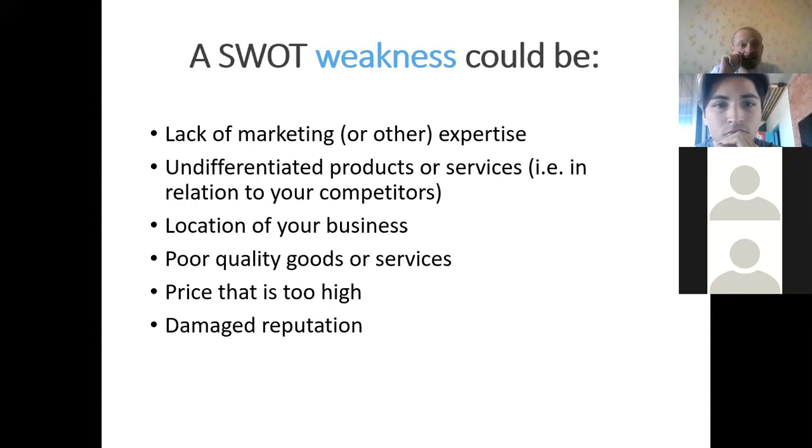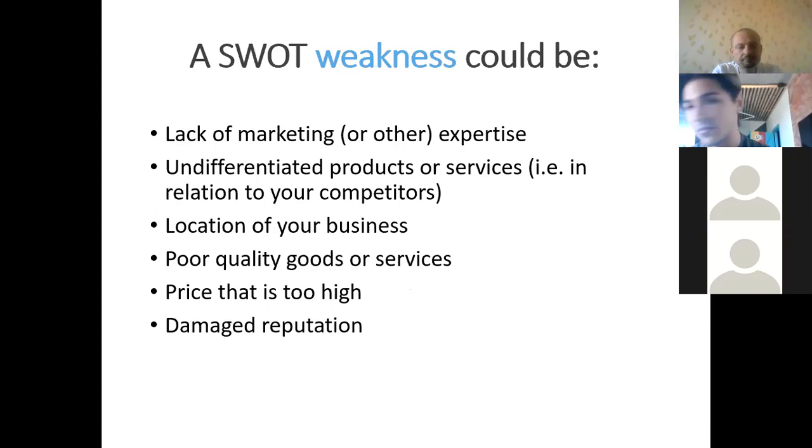The location of the business also could be a problem if, for example, our university decided to put some box with waste in front of that cafe, which was in the center of my example last time when I spoke about strengths. So nobody wants to buy coffee if the smell on the street is bad.